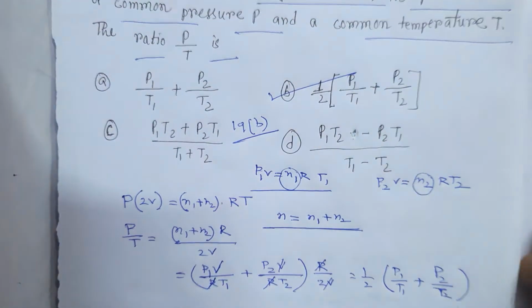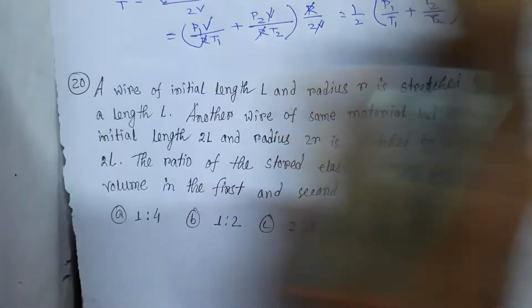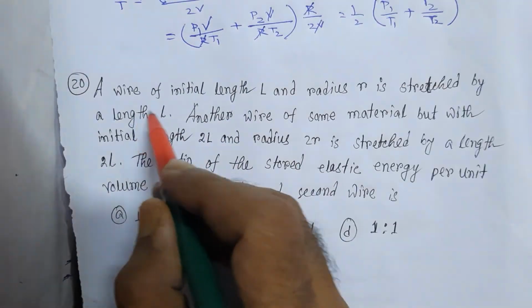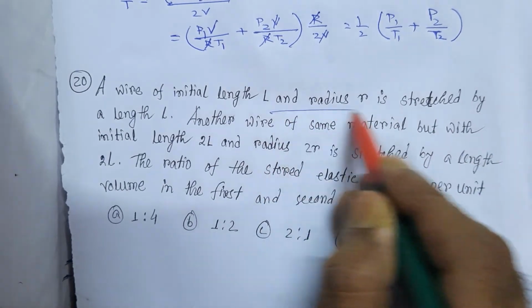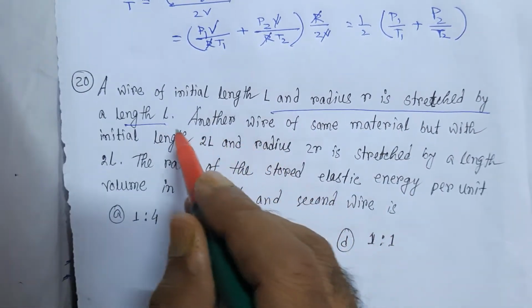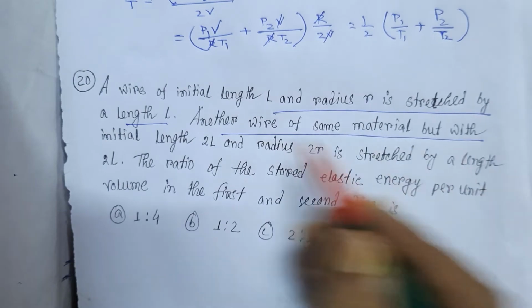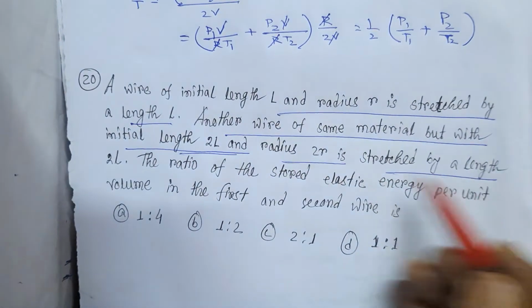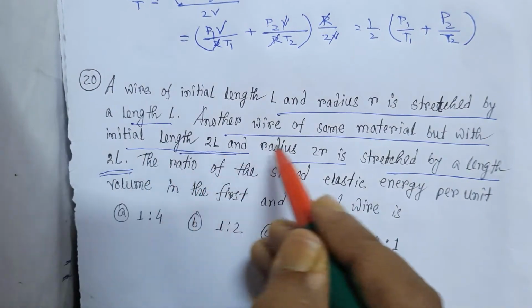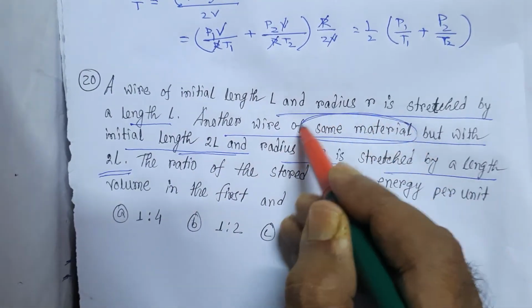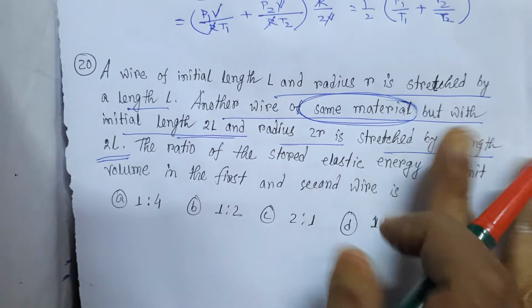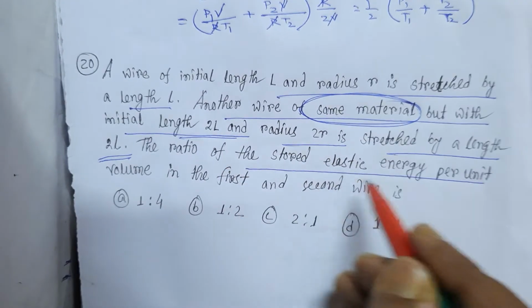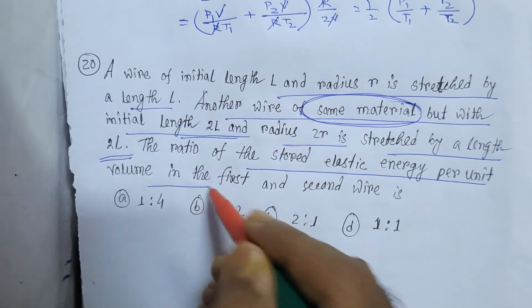Now let us take the next question, that is question number 20. In this question we see that a wire of initial length L and radius R is stretched by length small l. Another wire of the same material, but of initial length twice L and radius twice R, is stretched by length twice l. The other wire is of the same material, having the same Young modulus. Mind that. We need the ratio of stored elastic energy per unit volume.